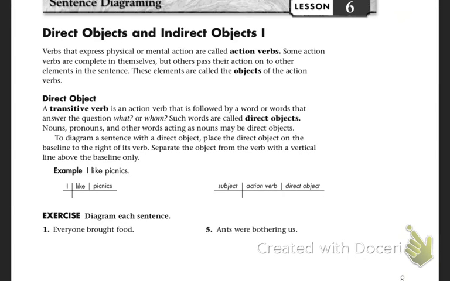We're going to talk about direct objects and indirect objects. When you have a transitive verb, it is an action verb, okay? A transitive verb is an action verb that is followed by a word or words that answer the question, what or whom?